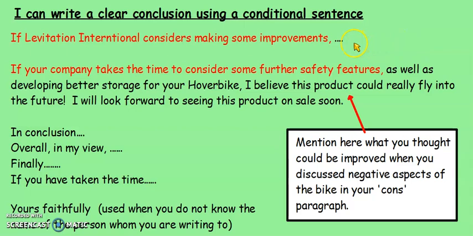So what you're going to mention in your conclusion is that if Levitation International considers making some improvements, then you think that this will be a fantastic bike. Or if the company takes some time to consider some further safety features, then it will be a great bike. So here you're going to mention in your conclusion some of the things that you thought could be improved when you were discussing negative aspects of the bike in your cons paragraph. These are what you're going to add in here. And then lastly, you're going to conclude with in conclusion or overall, finally.